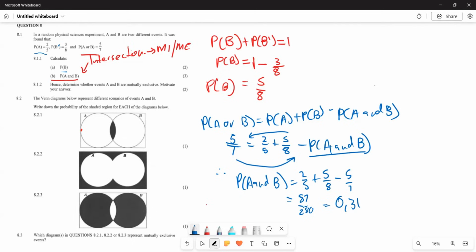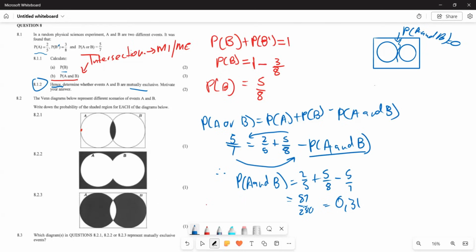Now, let's look at the second question. They say "hence" or determine. Using the answer that you got above, determine whether events A and B are mutually inclusive or mutually exclusive. Are they going to be mutually exclusive? No. Remember, for mutually exclusive, if I represent this in your Venn diagram, mutually exclusive is going to be those circles which do not have the intersection. So which means they do not have the probability of A and B, which means the probability of A and B is equal to 0.